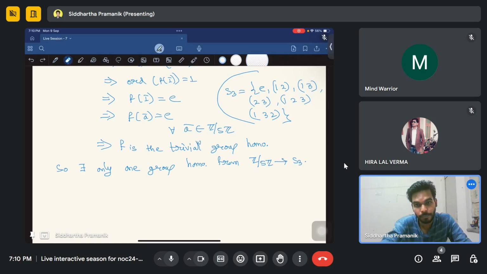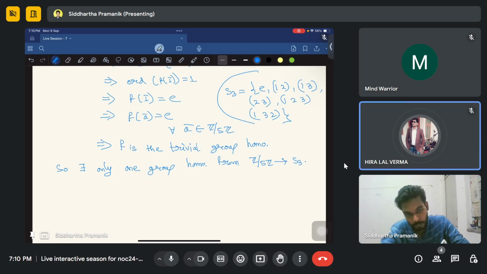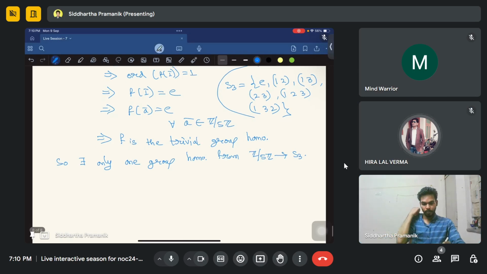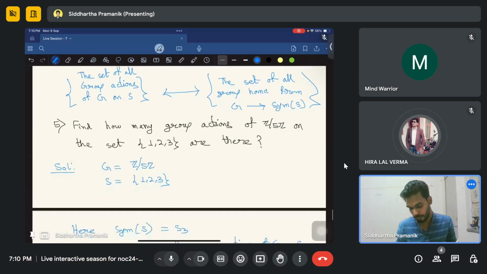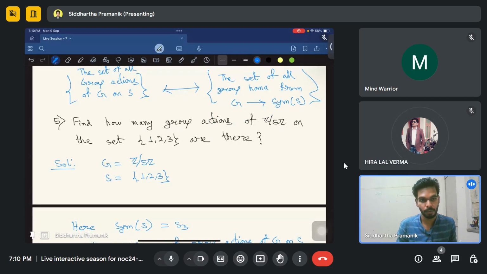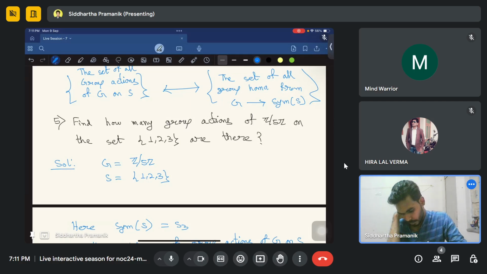Is it okay? Yes. Okay. So in this way, you can find the total number of group actions also, if you can find the number of group homomorphisms.